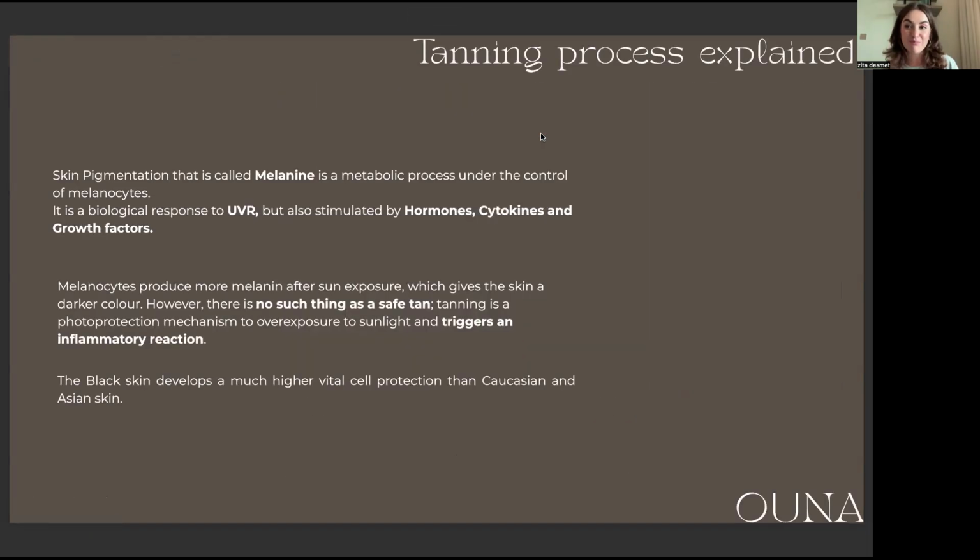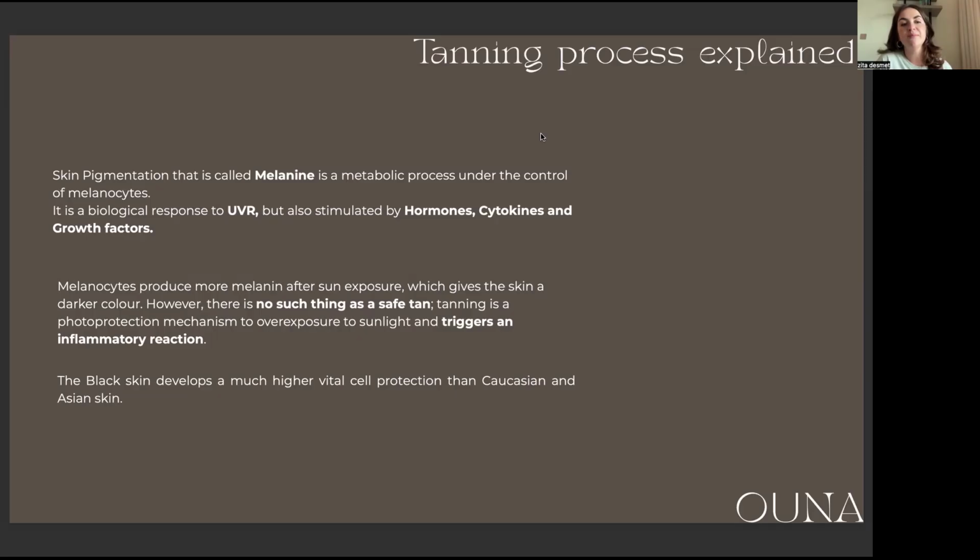As I said, we all see burning, and some people see burning in a glorified way, as if that skin color is good and healthy. It is actually quite the opposite. Skin pigmentation, and we all have pigmentation, is a metabolic process that defends us against too much UV rays.